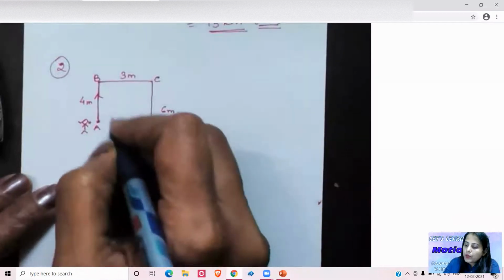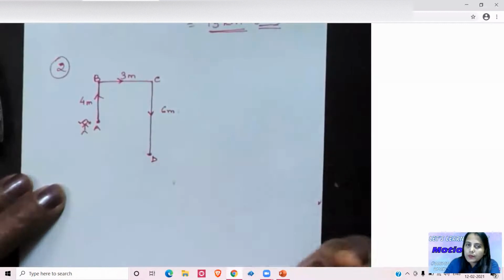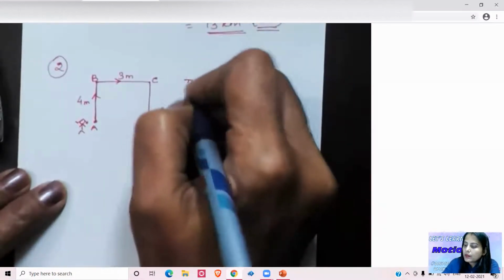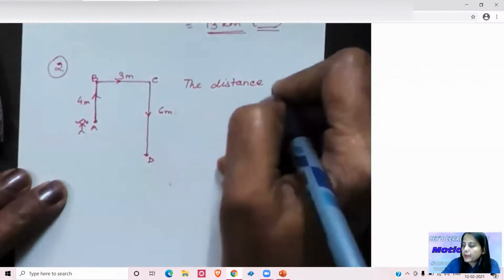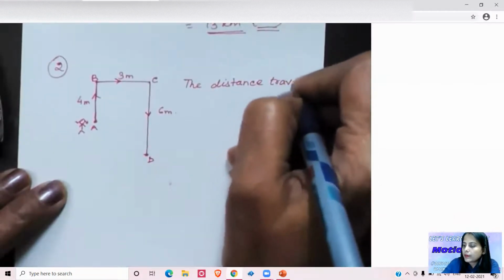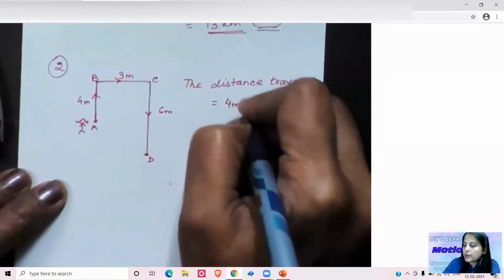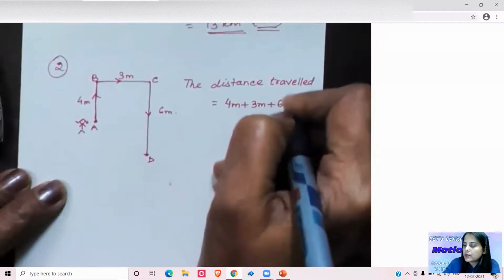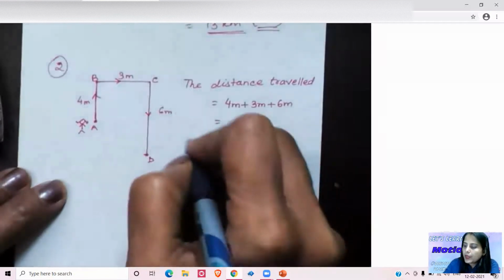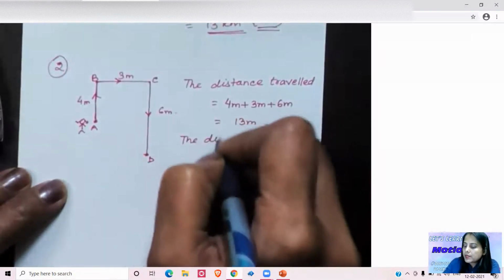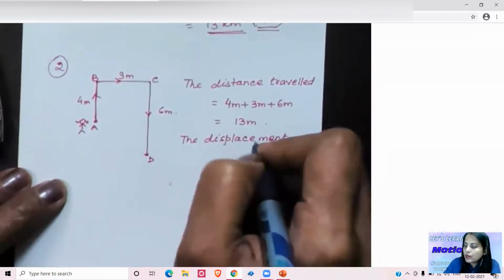Now, when you are asked to find out distance, this is easy. This is quite simple. The distance traveled is equal to 4 meters plus 3 meters plus 6 meters. That is 13 meters. Simple. Now the displacement of the girl.